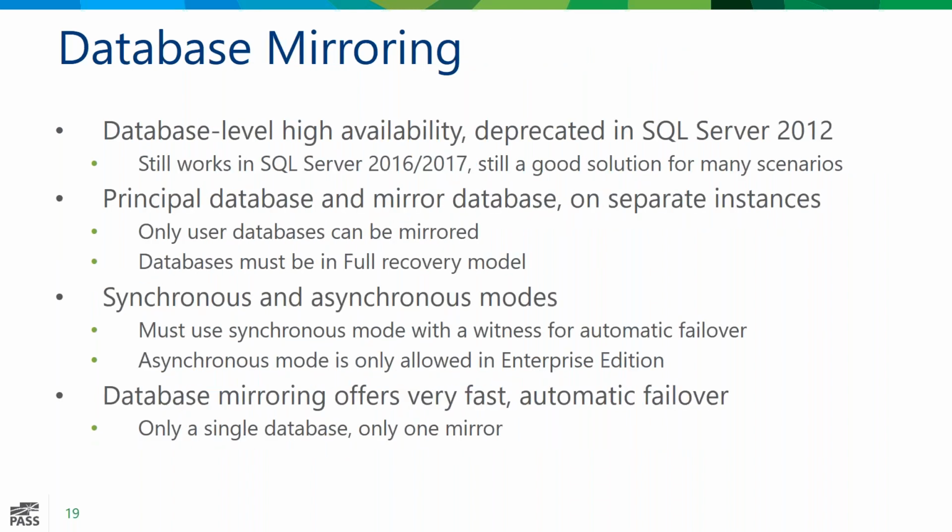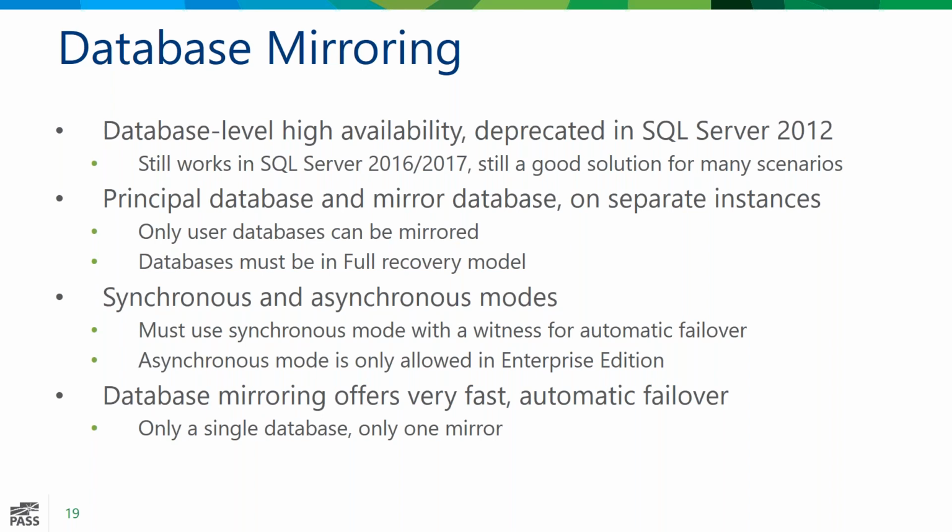Now, database mirroring. This is database level high availability, and it was deprecated in SQL Server 2012. But it still works in SQL Server 2016 and 2017, and Microsoft is probably too chicken to ever remove it from the product. There was some talk they were going to remove it when 2017 was released, but they didn't do it, and I don't think they're going to do it.